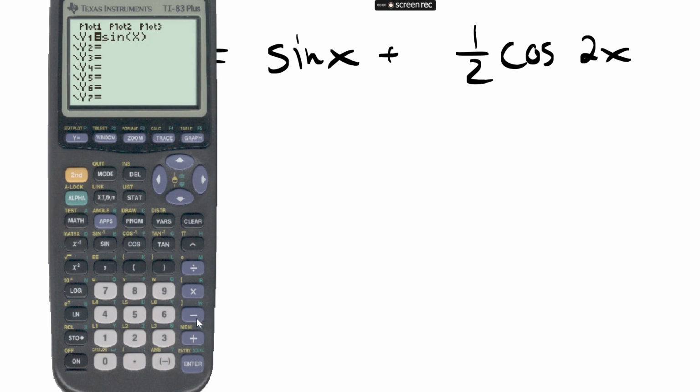Sine of x plus 1/2. Half is the same thing as 0.5. So I'm going to put 0.5. Cosine this one, I need to 2x. And grab it.